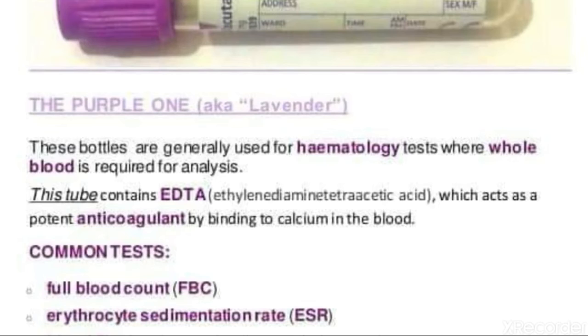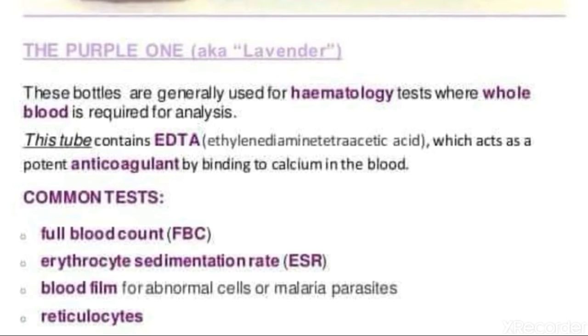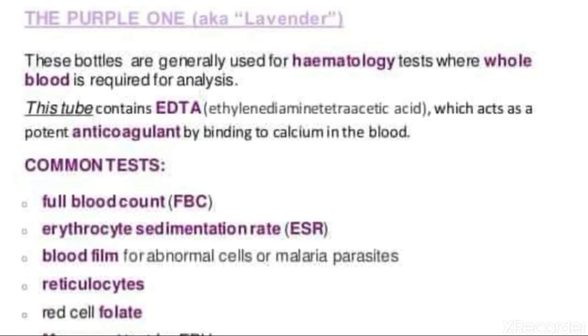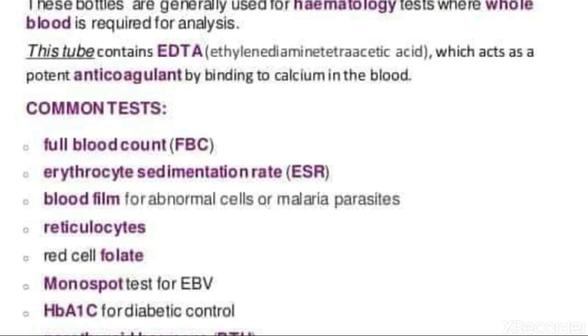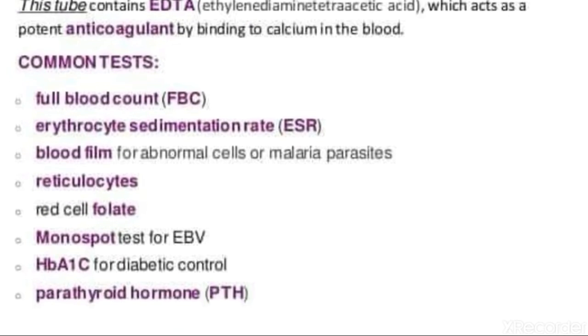Okay, so what are the uses? This is used for full blood count. And the second one is ESR. ESR is very important. You can use the lavender colored vial for blood film, where you are required to identify abnormal cells and malaria parasite. This vial is used along with red cell folate, monospot test for EBV, Epstein Barr virus, okay, and HbA1c for diabetic control, and PTH, parathyroid hormone.